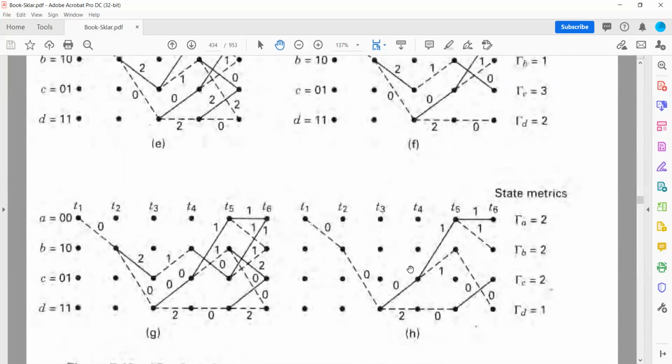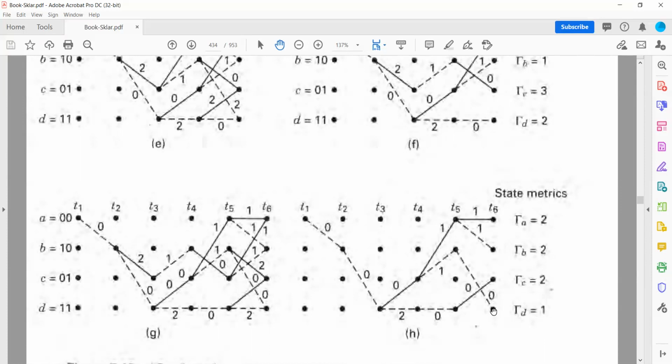So as I said, once you reach T6, you have to stop and you will then have state metrics. 4 state metrics will be there: 2, 2, 2 and 1. You have to trace back from which state metric? From the node which has the minimum state metric. What is the minimum state metric? The minimum state metric is 1. So you start from this point.